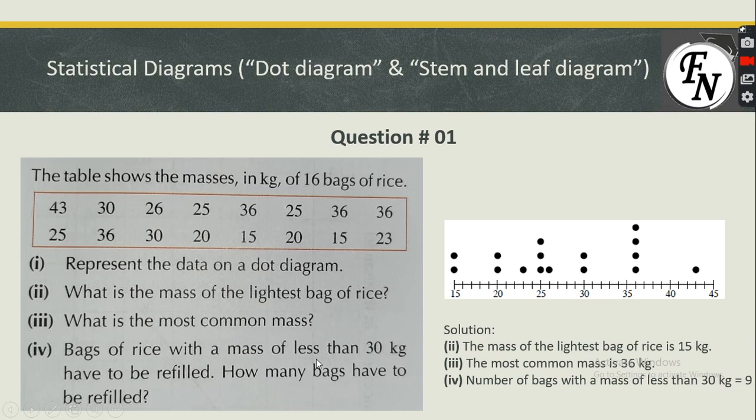After that, bags of rice with a mass of less than 30 kgs have to be refilled. So this is something like a rice company, and they have made 16 bags, and they said that they need to refill those bags which have a mass less than 30. So the ones less than 30 are these. This is 26 kg, this is 25 kgs, 3 of them, 20 kgs and 15 kgs. So I will count how many there are that need to be refilled. So this is 1, this is 3, 4, this is 5, 6, 7, 8 and 9. So there are a total of 9 bags that need to be refilled.